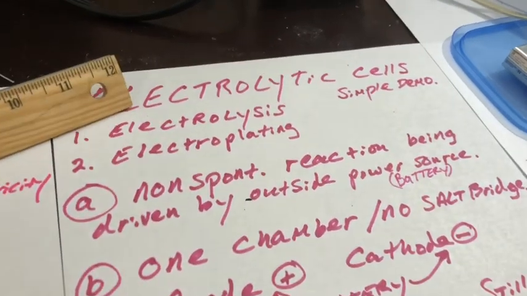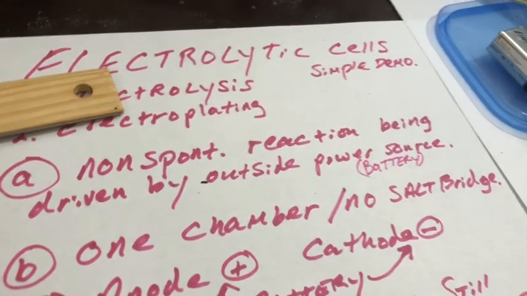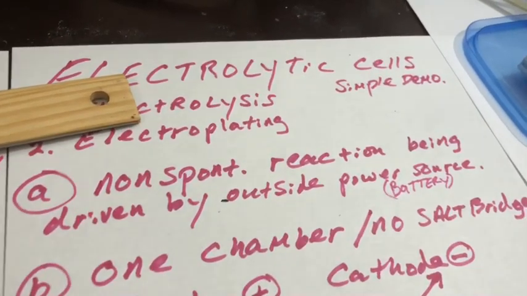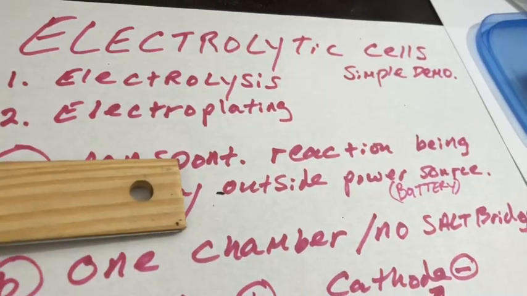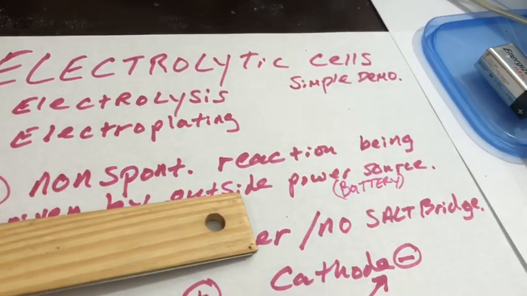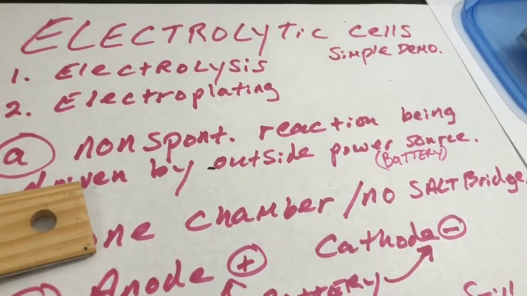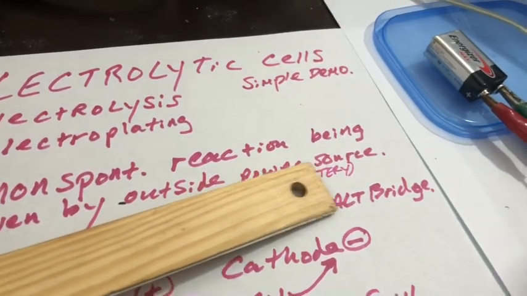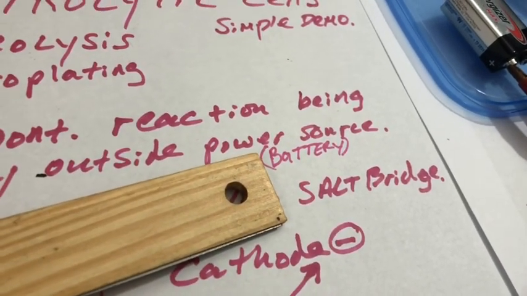Now, the electrolytic cells, guys, are slightly different, well, a lot different from the voltaic cells. For example, an electrolytic cell is a non-spontaneous reaction, right? Which is being driven, or pushed, by an outside power source. And normally the outside power source is a battery, okay? Alrighty.